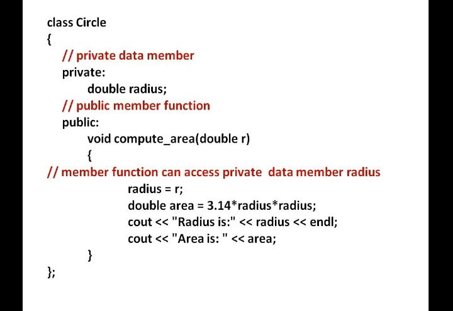So computeArea is a function which receives a radius value. It assigns the value to a private member variable of this class, Circle, also calculates the area of the circle and prints the area of that circle. All these operations happen inside computeArea. And finally, the class is ended with a semicolon.